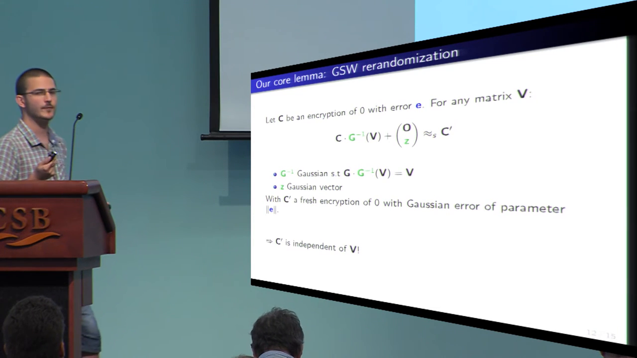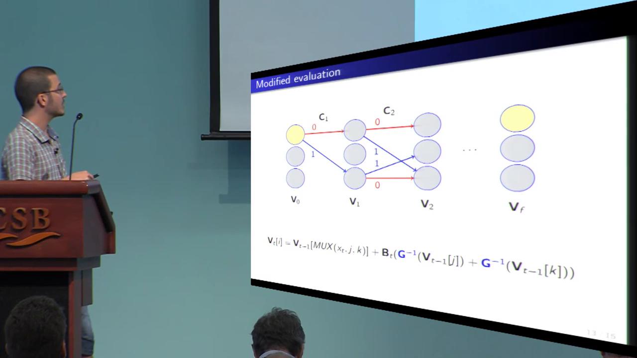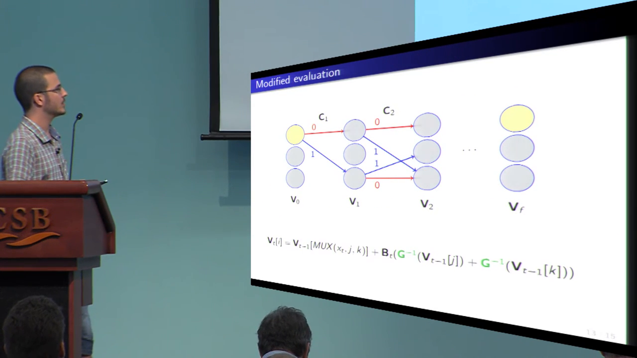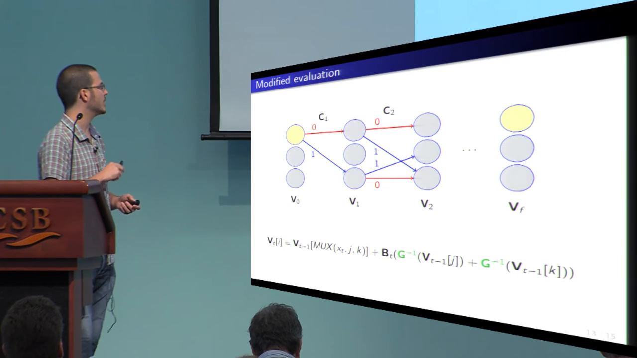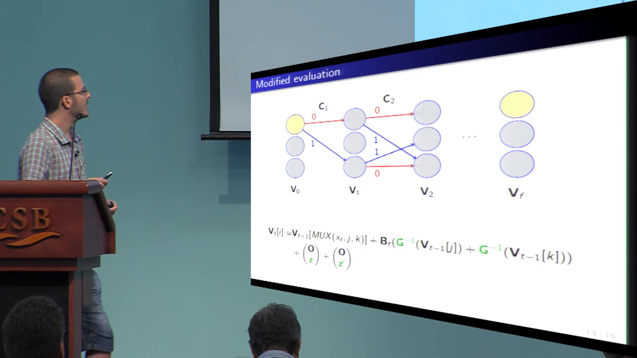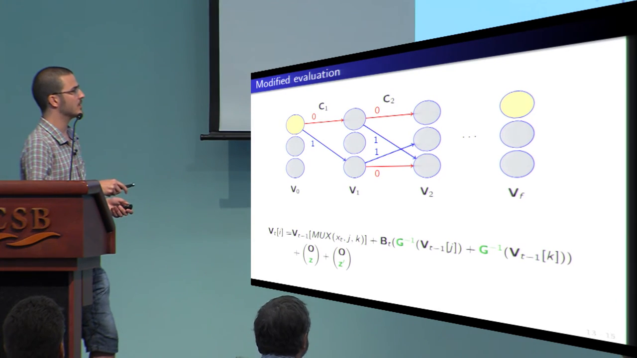So how do we modify our branching program evaluation? This is our branching program evaluation. First, we take the Gaussian G^{-1}. We replace the G^{-1} by the Gaussian one. And then we add noise. So here we add it two times because we have two times something times G^{-1}.